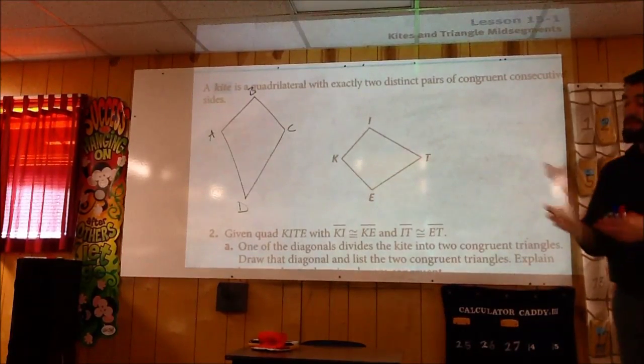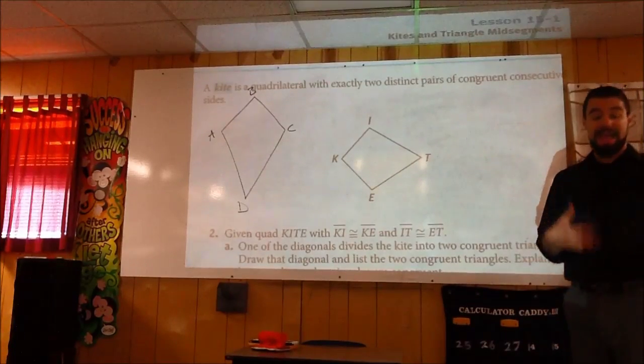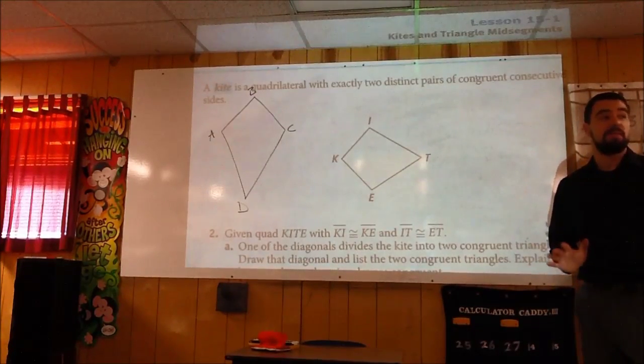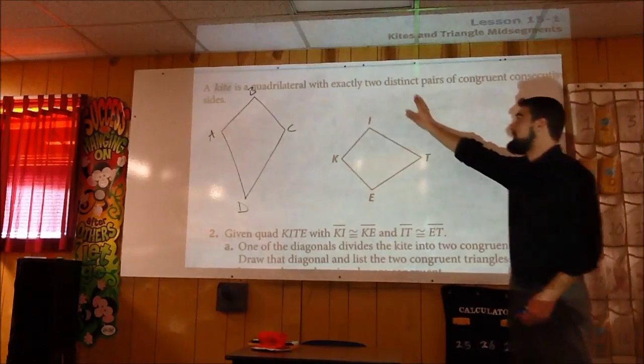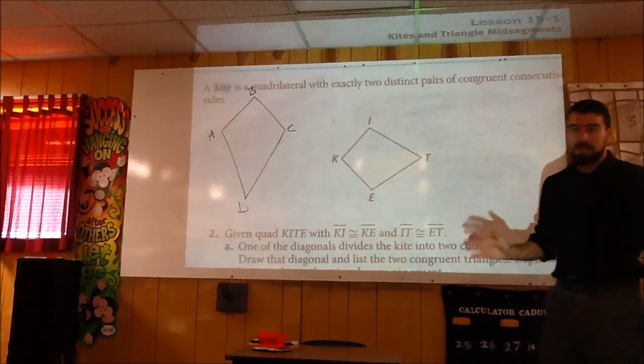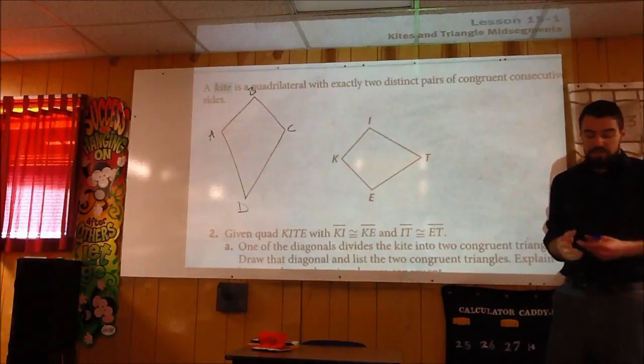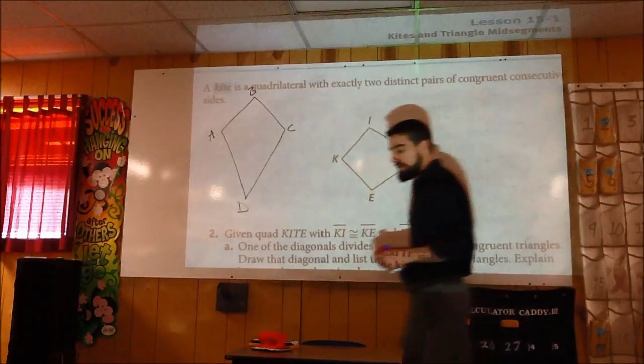rhombus. If it's four congruent sides and four congruent interior angles, that's when you have yourself a square. But anyways, that's why it has to be distinct. They can't be the same. If they're the same, then you get yourself a rhombus. So this guy's kind of off on its own.